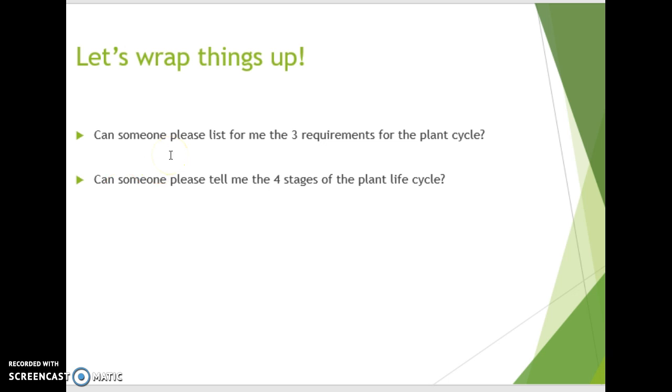Once we were done with the stations, we came together as a class to wrap things up. I asked the class if you could list for me the 3 requirements for the plant cycle. So hopefully you're able to tell me about the 3 requirements. Think about those for a minute. And also, can you tell me the 4 stages of the plant life cycle? Make sure you know that for the project.